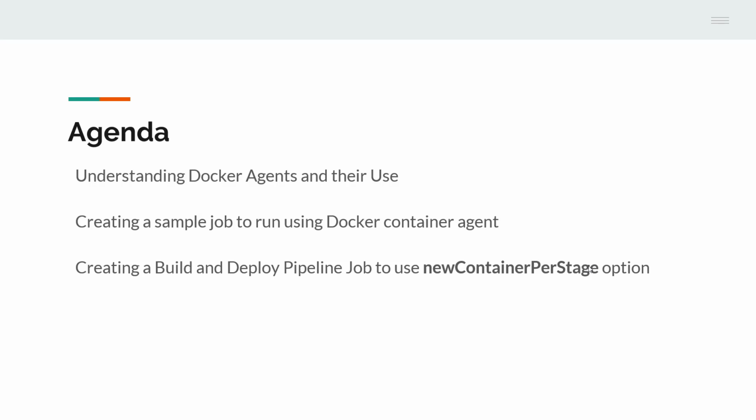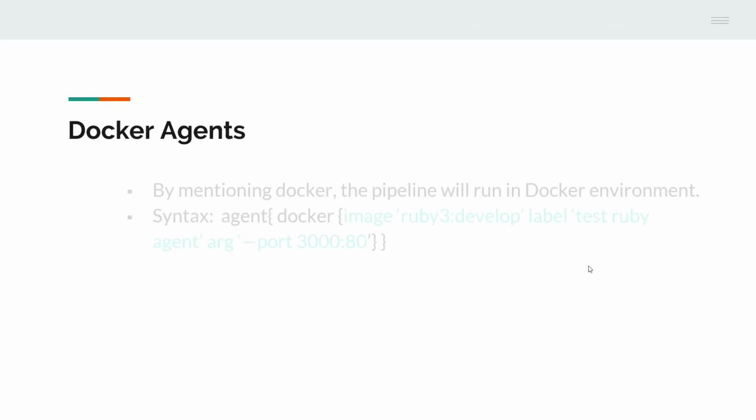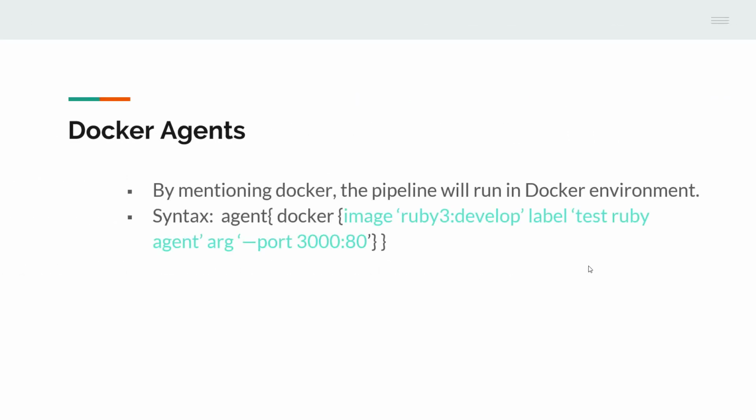So first of all, what is a Docker agent? A Docker agent is nothing but, instead of using a VM, we are going to use a Docker agent. If you don't know what Docker is and how a Docker container is used, maybe you can check my previous video. I'll keep the link in the description below, where I've explained what Docker is and given a very good comparison between Docker containers and virtual machines.